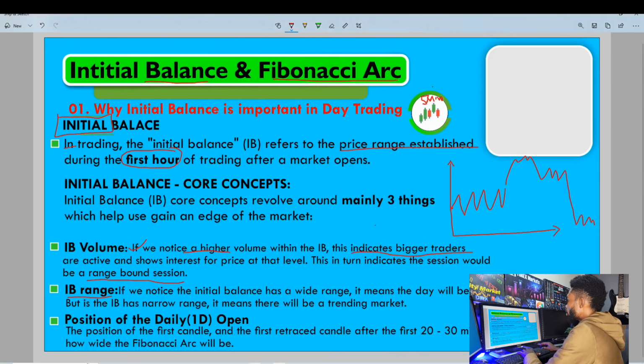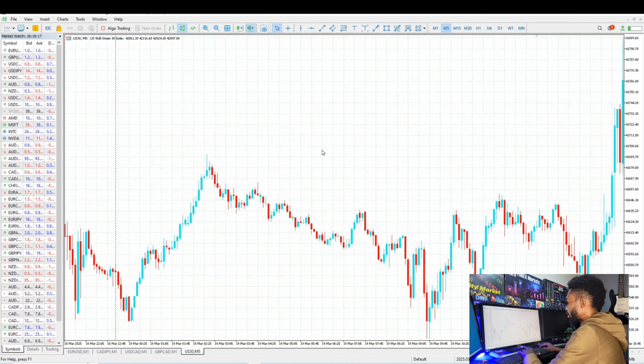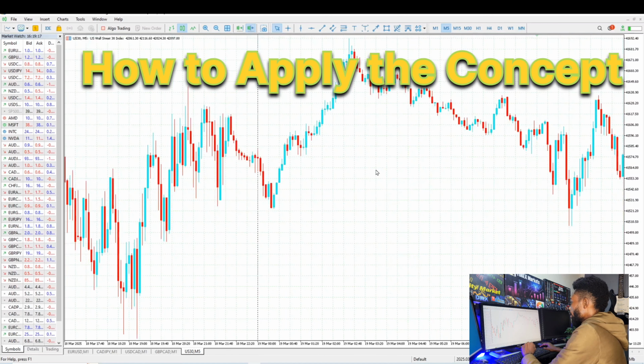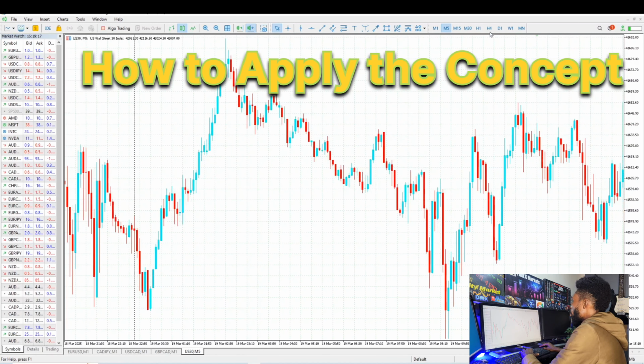So we open our MT5, and on our chart you can see that this is our US30 chart. So how do we apply this concept? Let's open any part of the US30 chart. When you open the US30 chart, you go to M5. So we are going to trade on M5.